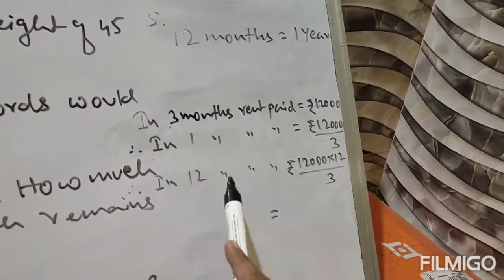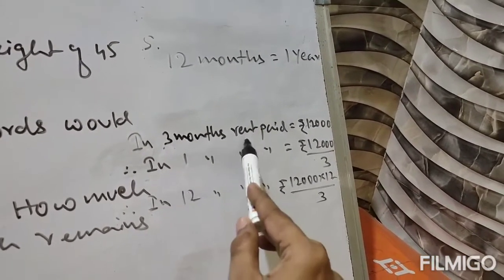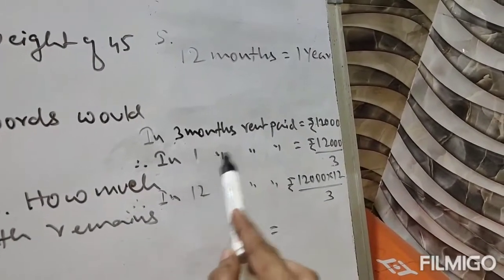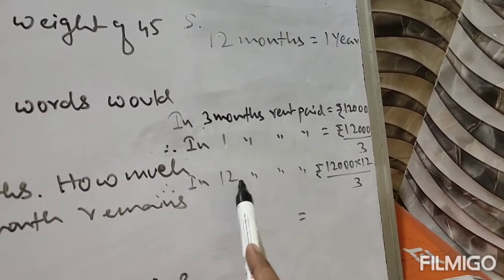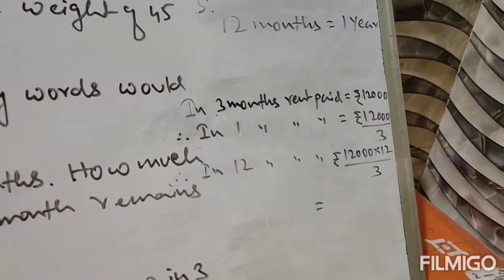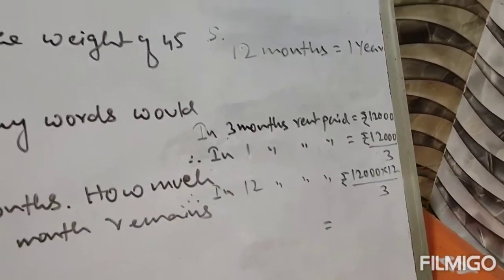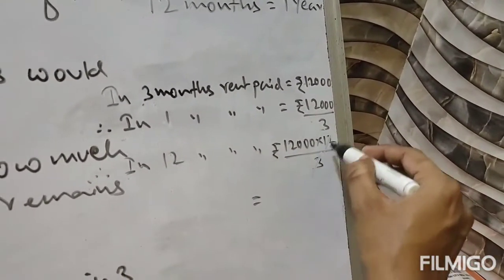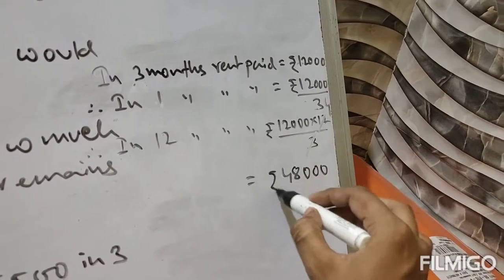So in 1 month he paid 12,000 by 3, that means 4,000 rupees as rent. Now we have to calculate the rent paid by him in 12 months. The number of months now increases from 1 month to 12 months, so rent will also increase. That means it will multiply. Increase means multiply. Just reduce: 3 4s are 12. Your answer is 48,000. That means he will pay 48,000 as rent for a year.